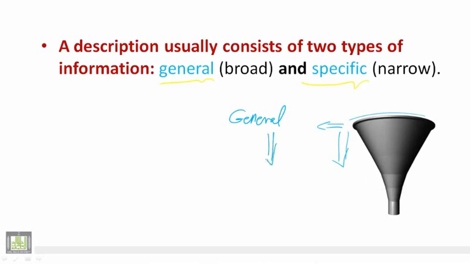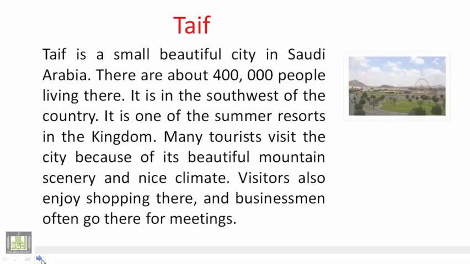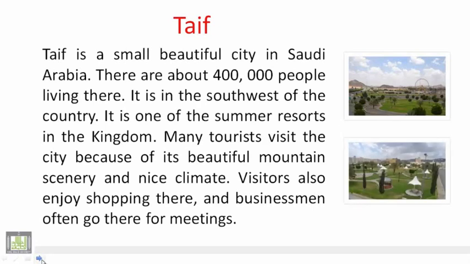So the more down you get, the more specific the information becomes. This is called a funnel-like description. Now we will see a description about the city of Taif in Saudi Arabia. Let's read and try to pinpoint, try to specify the general and the specific information in the description paragraph.